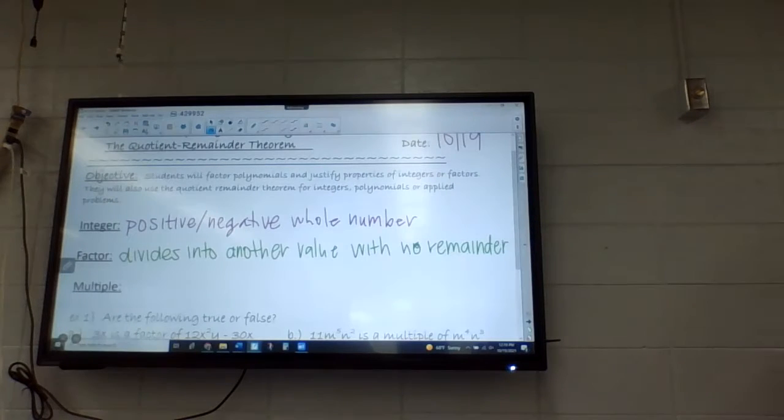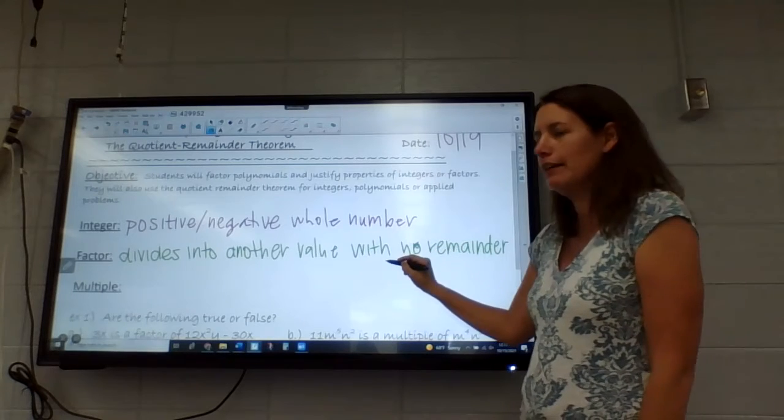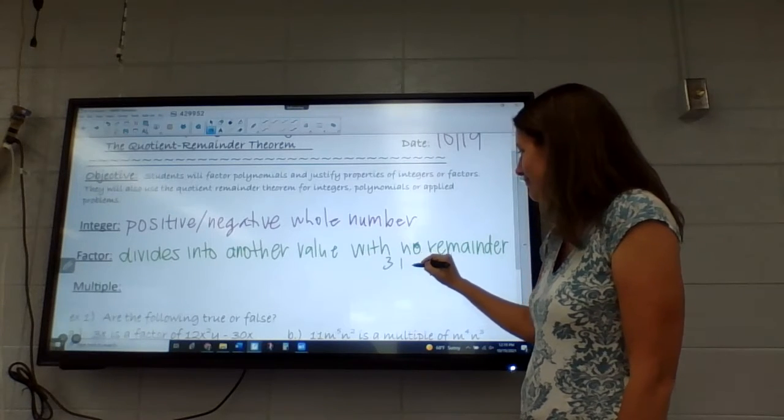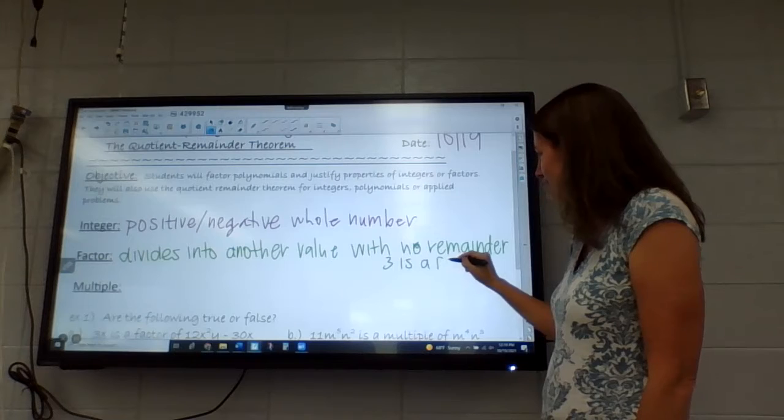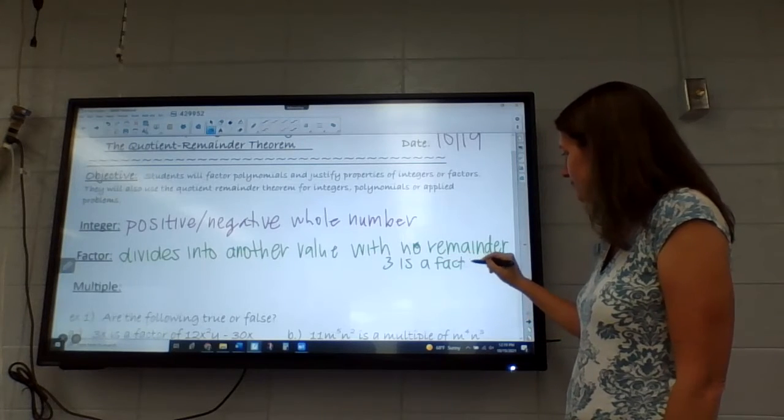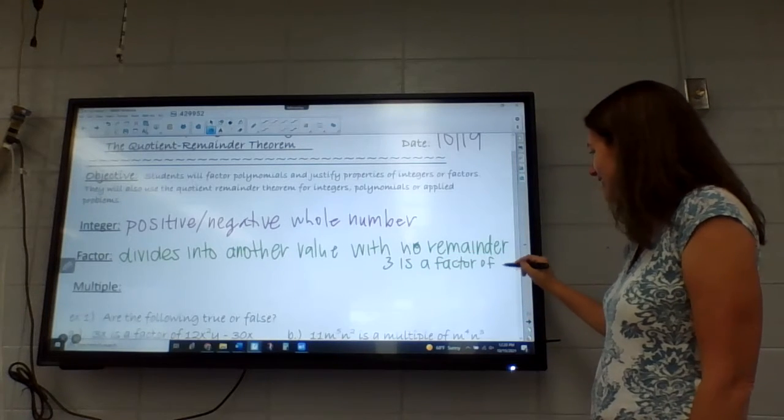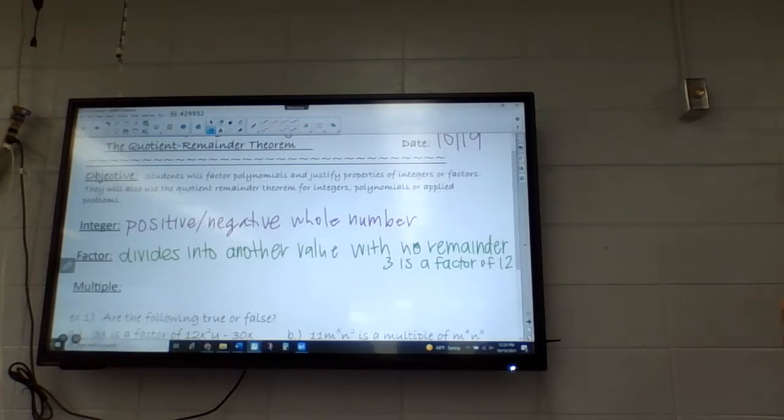And I'm going to use the word remainder because we're going to discuss remainders quite a bit today and over the next few days. So a factor divides into another value with no remainder. So 3 is a factor of 12. I've got a lot of energy in this period. In my next period, I'm going to pass out. So 3 is a factor of 12.